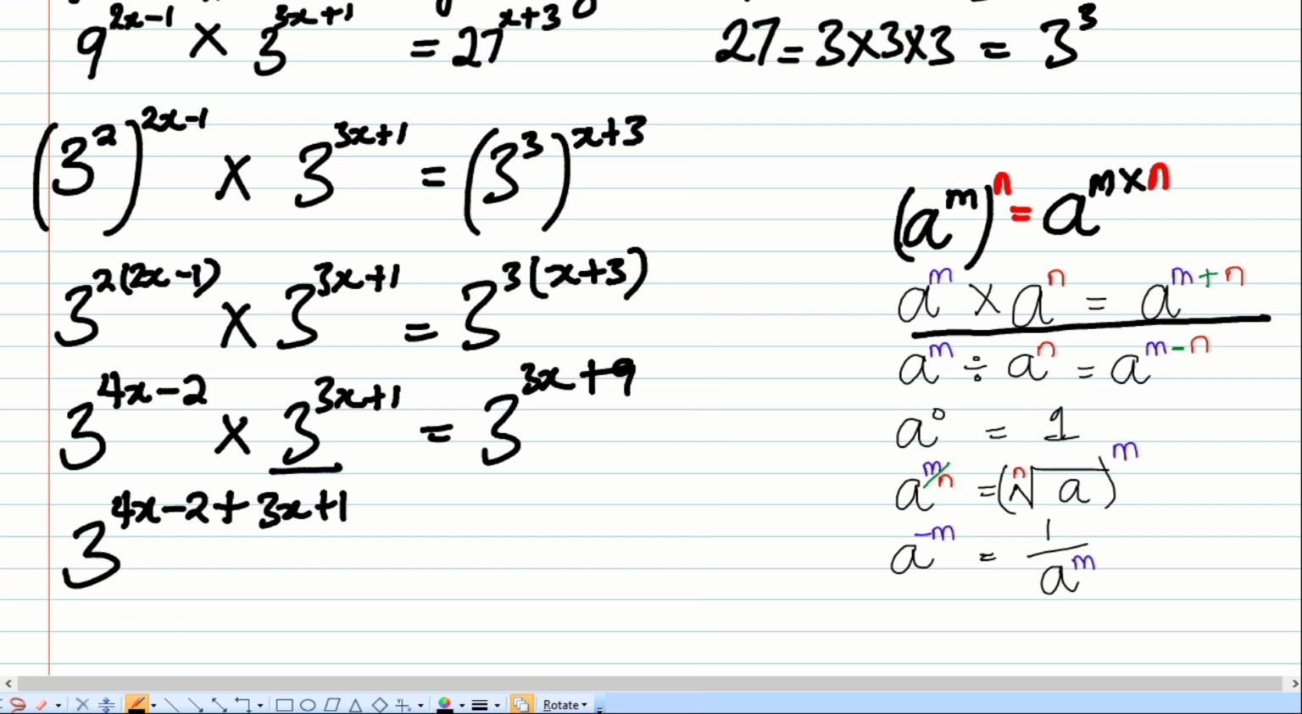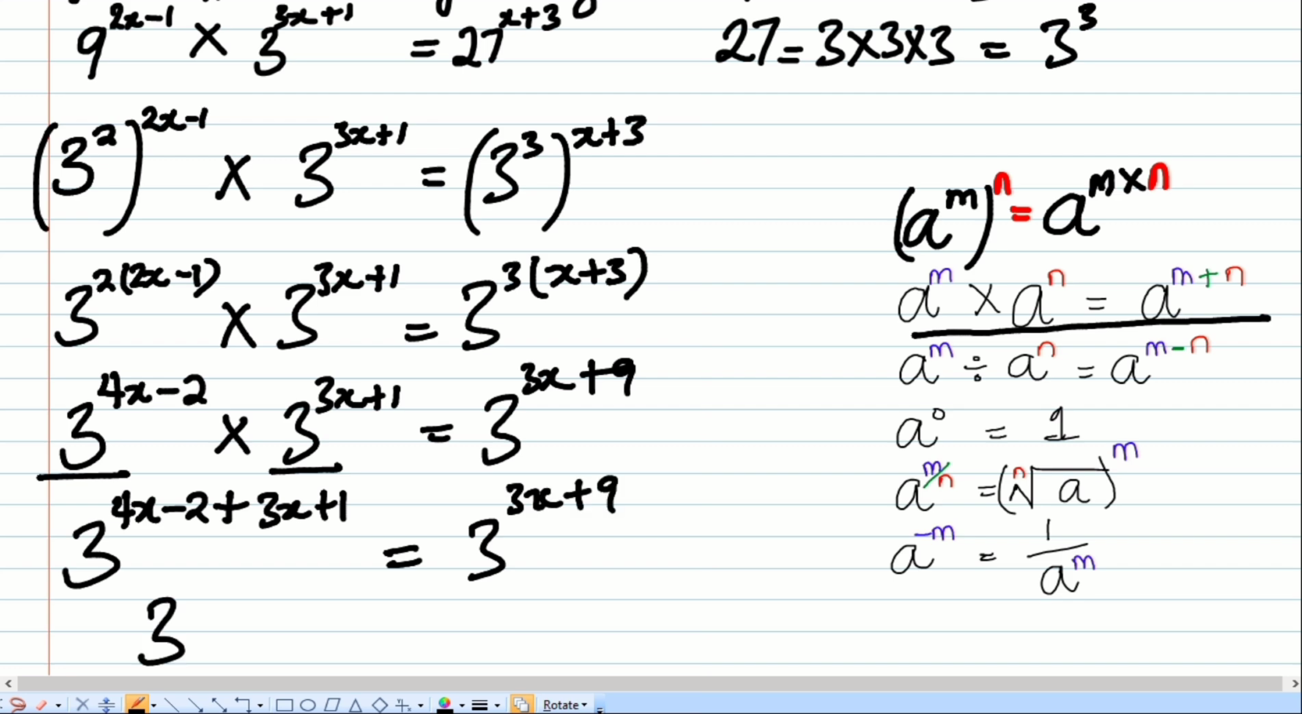So we are taking this base and this base, and we are just adding the power. That's the multiplication law. And the whole of that should be equal to 3 raised to the power 3x plus 9. So let's simplify finally.